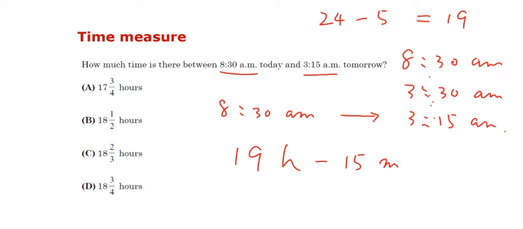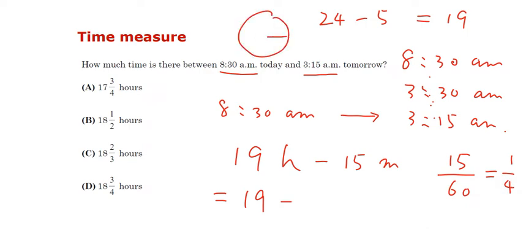So we're changing this 15 minutes to hour. So we say this equals 19 minus, so 15 minutes to hour, we just divide by 60. So we should know 15 minutes is 1/4. Okay, so from the watch, we say this is 15, right? So minus 1/4. So this equals 18 and 3/4.